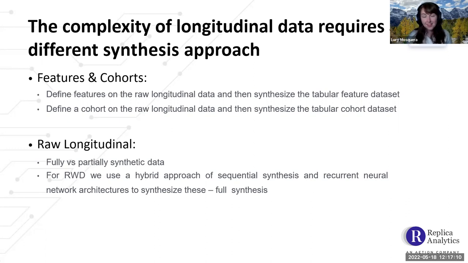The cons are, you have to know what analysis you're going to be conducting. If you don't know how you'd like to be using your longitudinal data, you're going to have a very hard time constructing an applicable cohort and a set of cohorts that will match your analytic needs. So the features and cohort approach is a fantastic strategy for working with longitudinal data, but it is limited in that it really works best where you know what analysis you're planning on conducting.